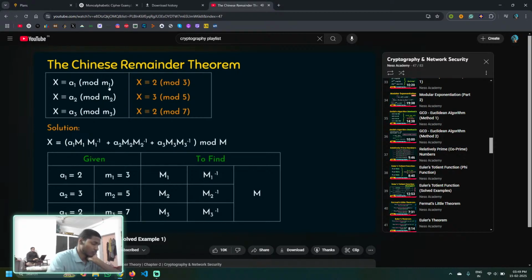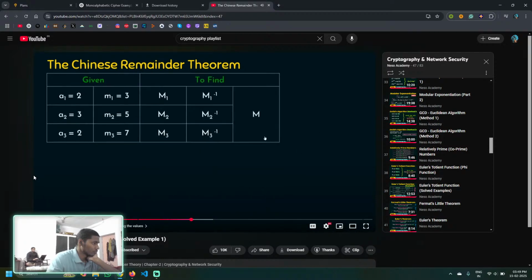Then what are all the other given data? Small m1, small m2, and small m3, in other words 3, 5 and 7. We have capital M1 inverse, capital M2, capital M. We are required to find capital M1, capital M2, and capital M3. The given data are A1, A2, A3, small m1, small m2, small m3. Let's find capital M1, capital M2, capital M3, and their corresponding inverses, also capital M.